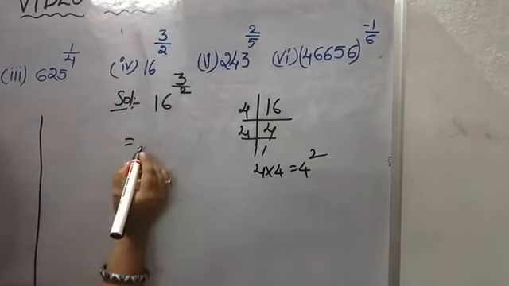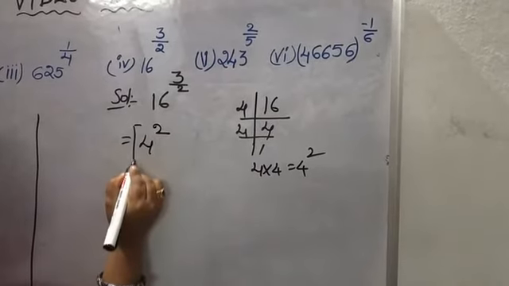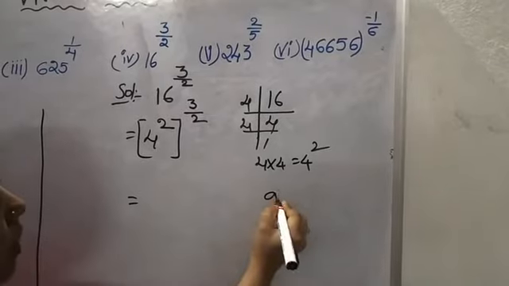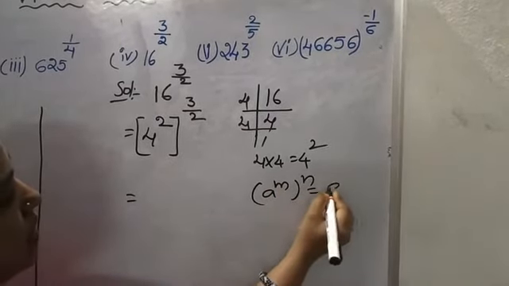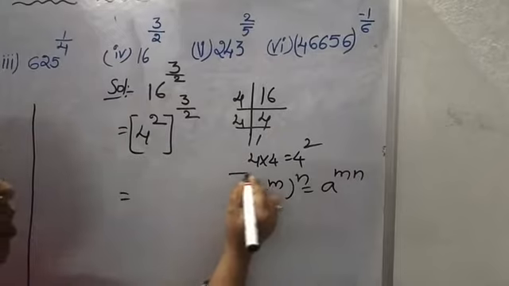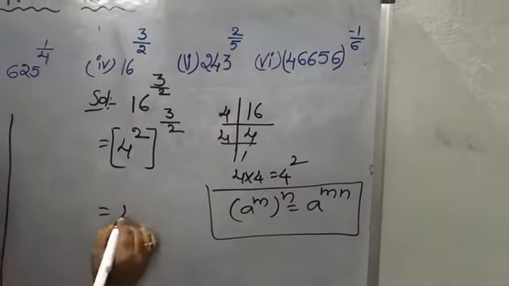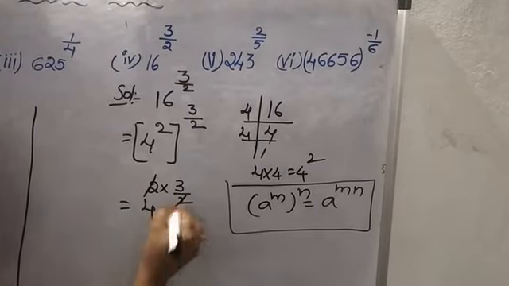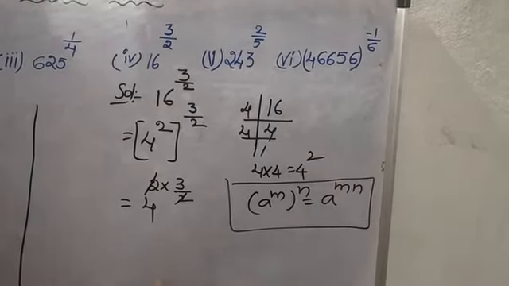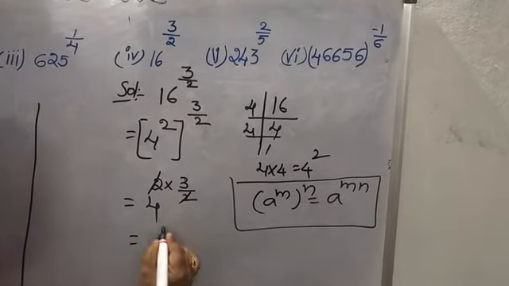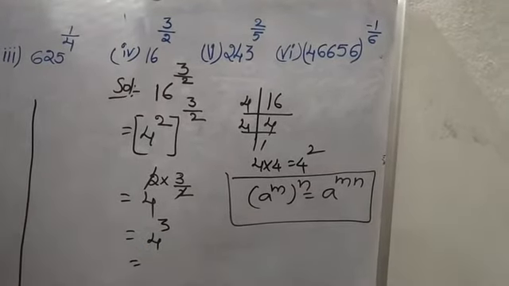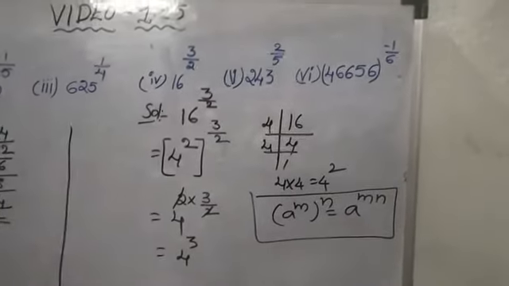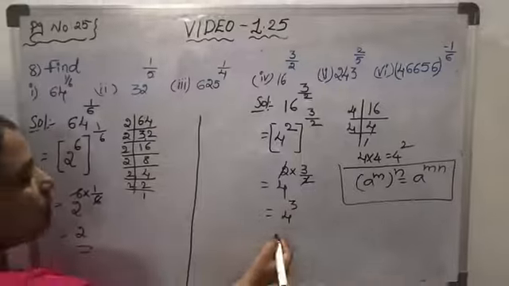So 16 can be written as 4 square, all to the power of 3 by 2. Already I told you the formula: a to the power of m all to the power of n is equal to a to the power of m into n. Here we are applying that formula: 4 to the power of 2 into 3 by 2. Numerator and denominator get cancelled. Then we are getting 4 to the power of 3. 4 can be multiplied how many times? 3 times. You will get the answer, or simply we can leave this as 4 to the power of 3. The remaining you only do it.